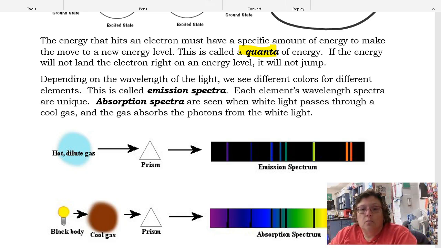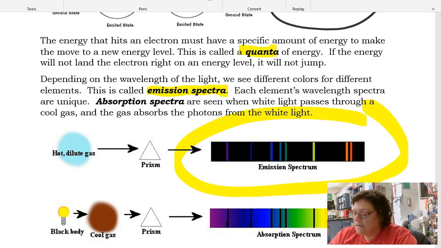Depending on what element you have and how far the electrons are going, you're going to get different light emitted. And that's what we call these emission spectra. That's what we looked at with the rainbow glasses. The emission spectra is indicating different electrons that are jumping. Those are photons that are being produced by electrons.